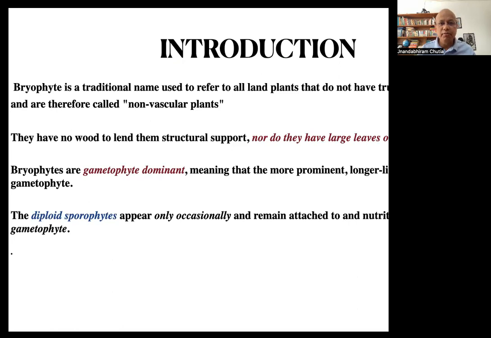is a traditional name which is used to refer to all land plants that do not have true vascular bundle, and therefore they are called non-vascular plants. They do not have wood to lend them structural support, nor do they have large leaves or showy cones or flowers. And these bryophytes are gametophytic dominant, meaning that the more prominent, longer-lived plant is the haploid gametophyte. The diploid sporophytes appear only occasionally and remain attached to and nutritionally dependent on the gametophyte.